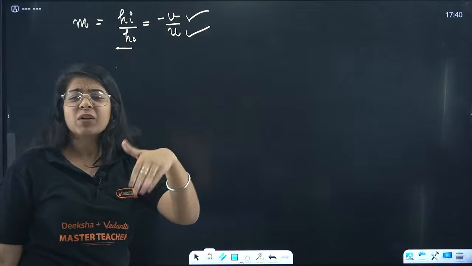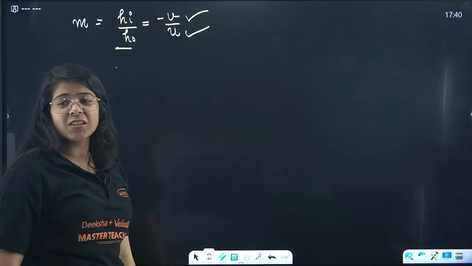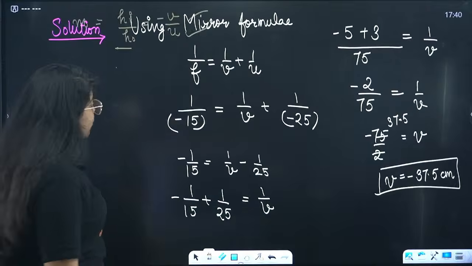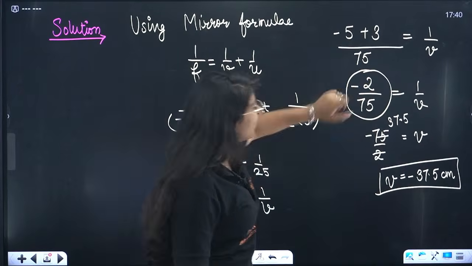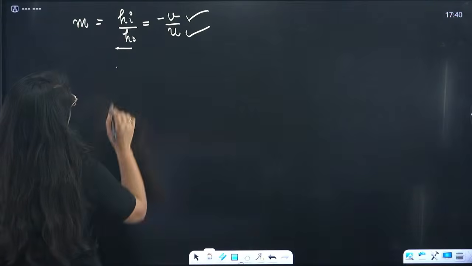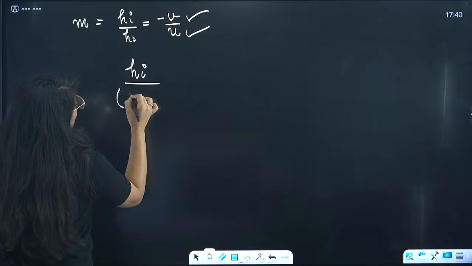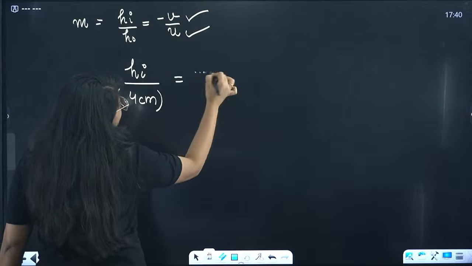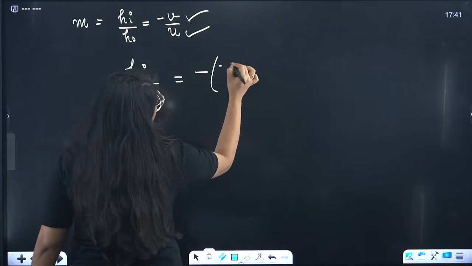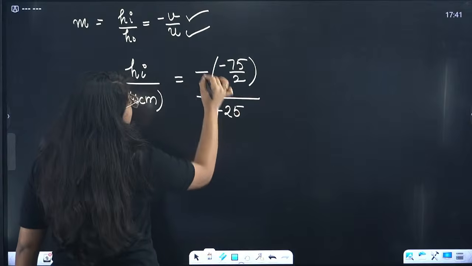But you can do the calculation a lot simpler. In examination, 37.5 by 25 can be easy, but it can be difficult for some people, right? So instead of using 37.5, we are going to use 75 by 2. V is 75 by 2. Height of object is given as 4 centimeter, and we have to find the height of image. V is minus 75 by 2, so I am going to write minus 75 divided by 2 divided by U. U is minus 25, so this minus cancels.